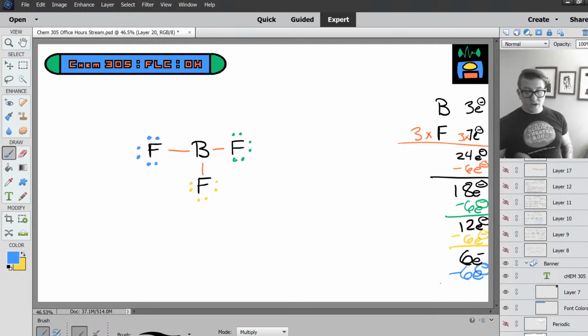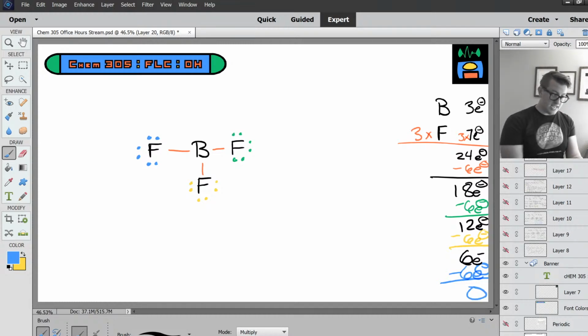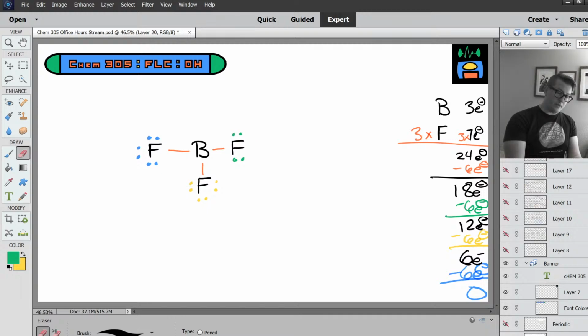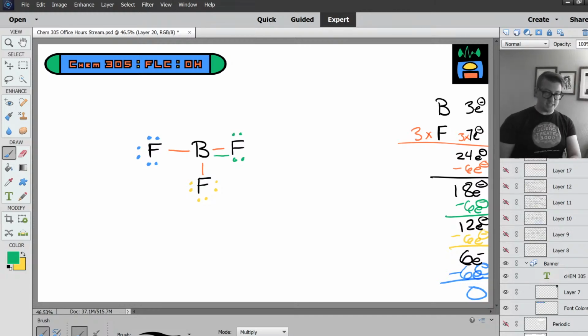So we are now officially out of electrons, but you'll notice that boron does not have a full octet. So to complete its octet, we take a lone pair off of fluorine and we use it to make a double bond to boron. That way everybody has access to 8 electrons.